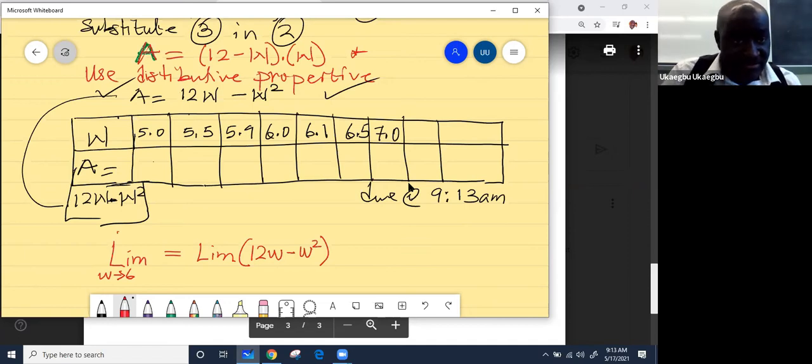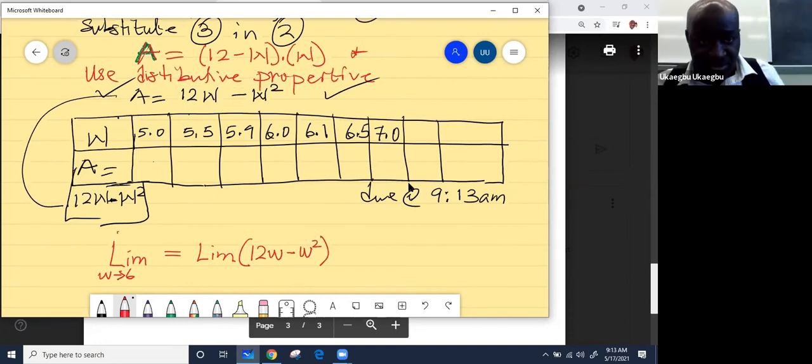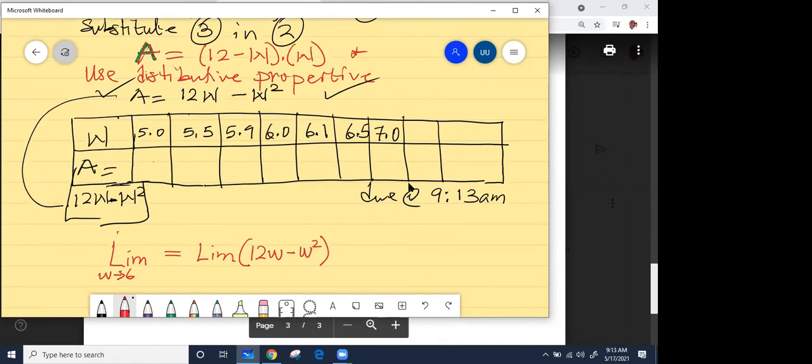Chioma, go ahead. What's the value of the area when the width is 5? Two places of decimal. Oh, I got negative one. That's all right. You got negative one? Did you say negative one? Yeah, I might be wrong.